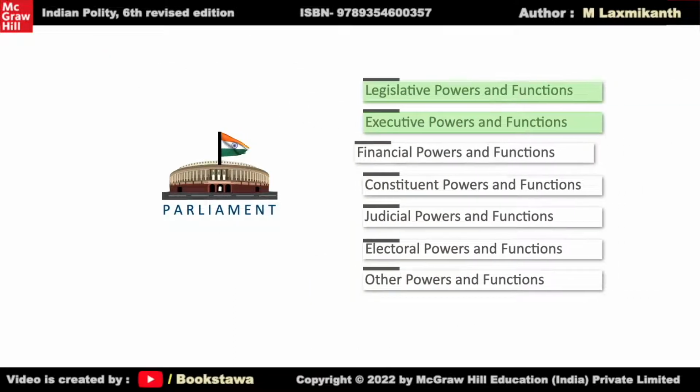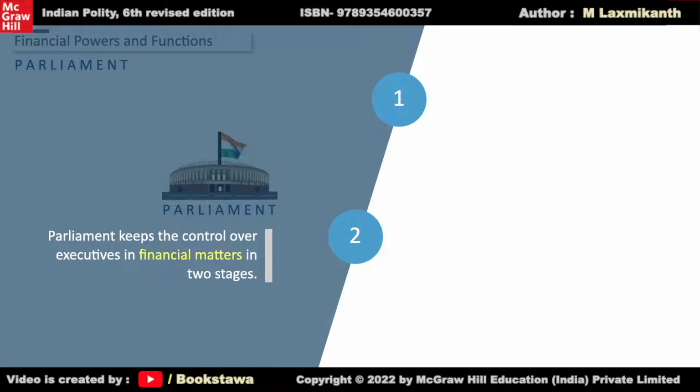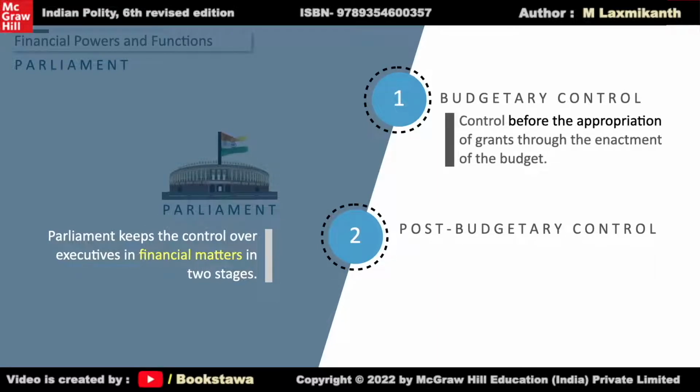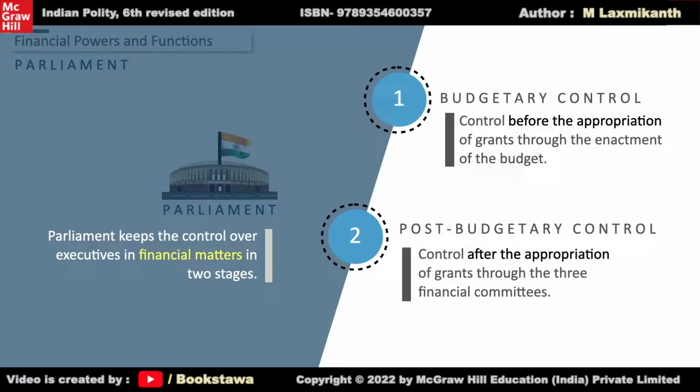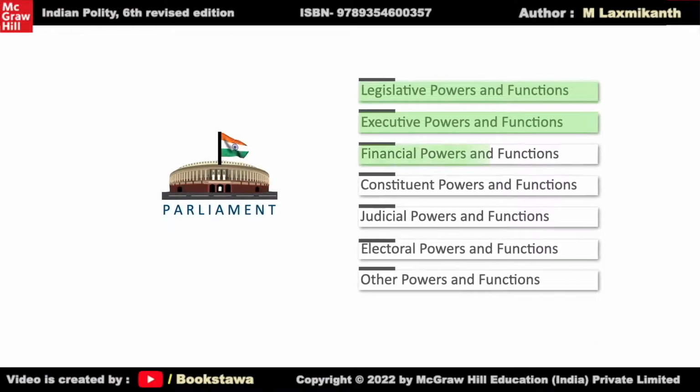Now let's look at the financial powers and functions of Parliament. Basically, Parliament keeps control over executives in financial matters in two stages. First is the budgetary control and the second is post-budgetary control. Budgetary control is the control before the appropriation of grants through the enactment of the budget, whereas the post-budgetary control is the control after the appropriation of grants through three financial committees, that is Public Accounts Committee, Estimates Committee, and Committee on Public Undertakings. So these were the financial powers and functions of the Parliament.